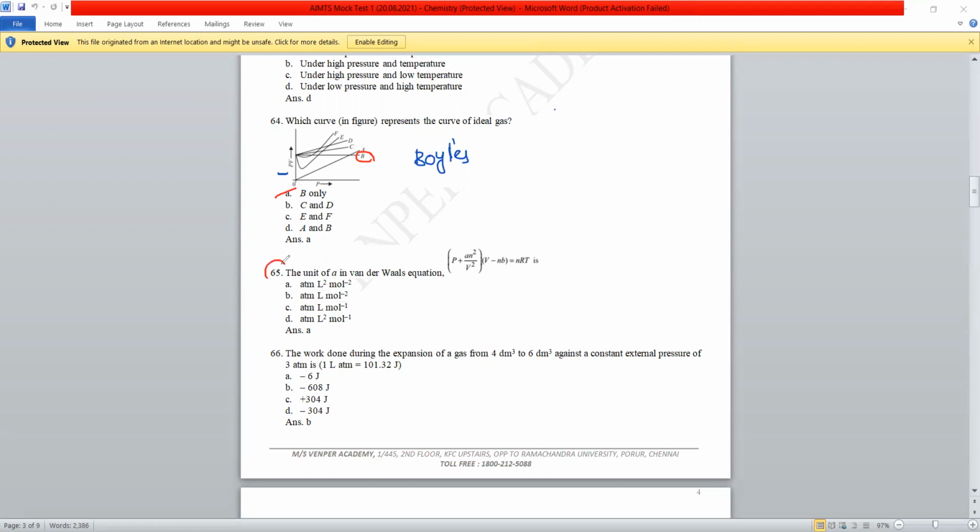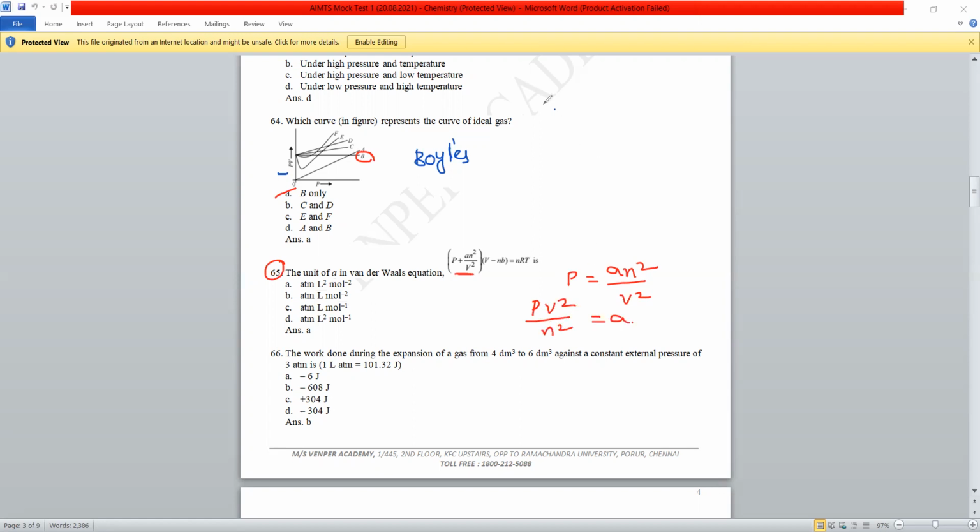Next question number 65. The unit of a in the van der Waals equation. Here a is the attraction correction, the pressure correction. So P equals a n square by V square. We need the units of a, so a equals P V square by n square.